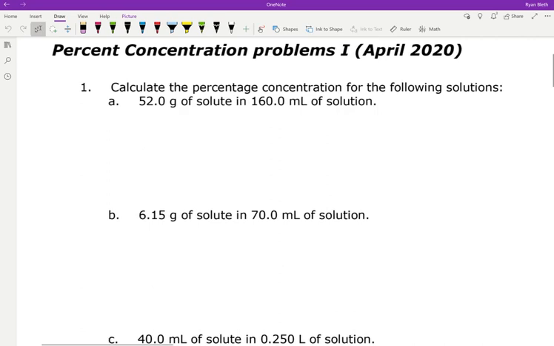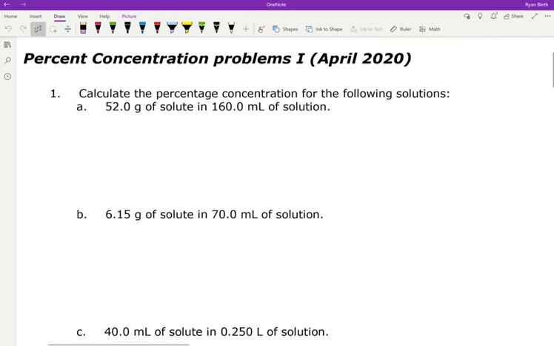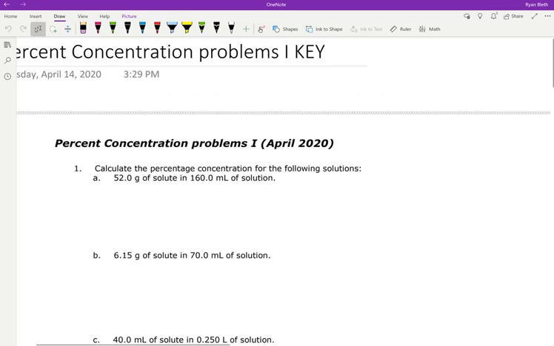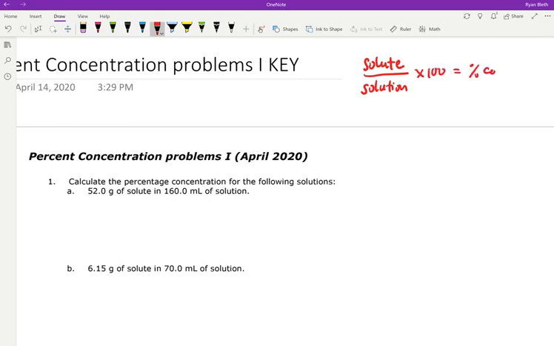So let's take a look right out of the gate at 1A. There are several parts to number 1, asking us to calculate the percent concentration for the following solution. In the very first problem, they've given us 52 grams of solute in 160 milliliters of solution. Remember, our formula in all of these problems will be solute in mass, grams or milliliters, over solution in mass in grams or volume in milliliters, times 100 gives us percent concentration.